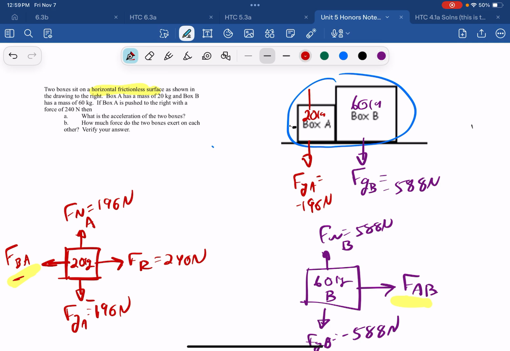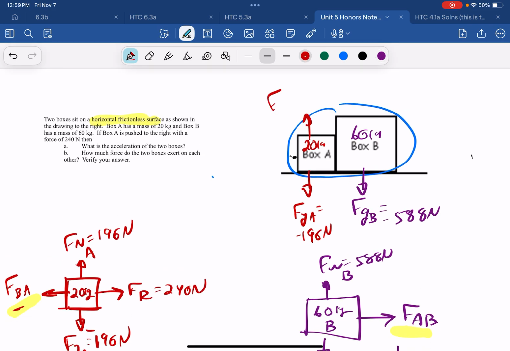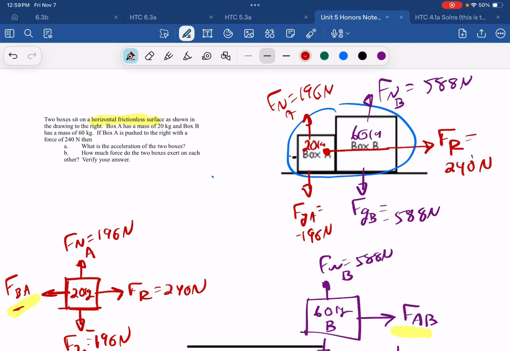All right, so we got that, and then we got these two normal forces, 196 and 588 newtons. Those all cancel. And then we've got Roy pushing the system forwards. If you want to be nitpicky about it, you can draw the arrow coming out of box A. It doesn't really matter. We just know it's a force on the system, and it's 240 newtons. There's no friction. Now, we've also got the forces of the two boxes pushing each other, these guys that I've highlighted in yellow down below.